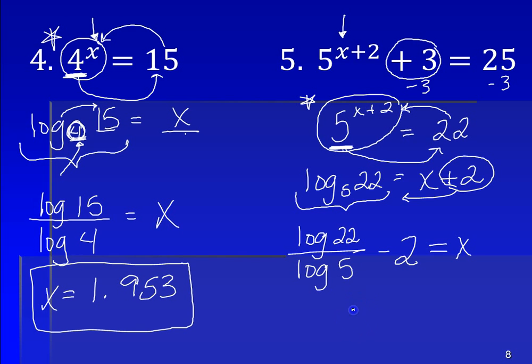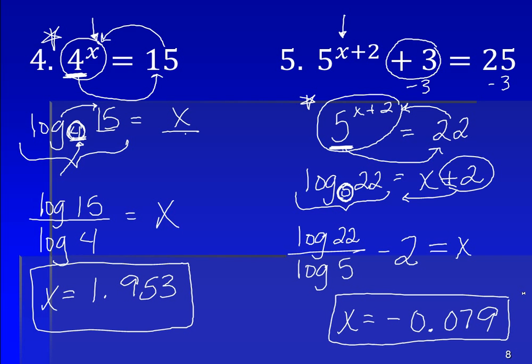Okay, if you haven't yet, go ahead and start typing that in your calculator. We had to do change of base since we had a base of 5. So log of 22 divided by log of 5. And if you want to, you can press enter. And then we have to subtract that 2 to the other side, so minus 2. And you should get negative 0.079.